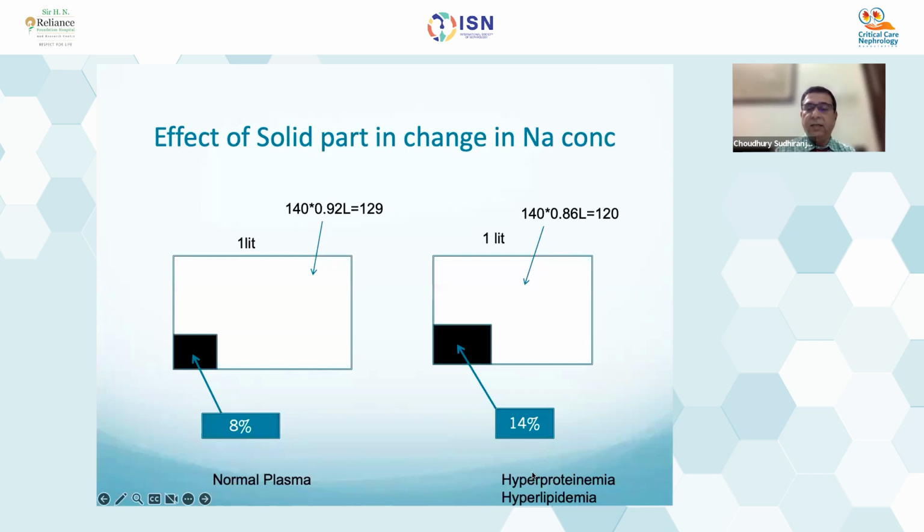Basically, if there is hyperproteinemia or hyperlipidemia, basically hypertriglyceridemia, then if you are using flame photometry, it can miscalculate and give you a false representation of sodium concentration. So nowadays with ion specific electrodes, the concept of fake pseudo hyponatremia has been reduced.